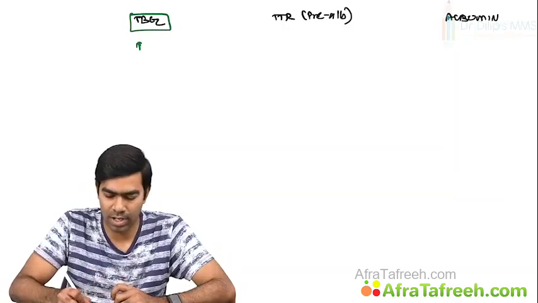So let us see what are going to be the differences. Remember, by default, TBG is going to have the highest affinity.